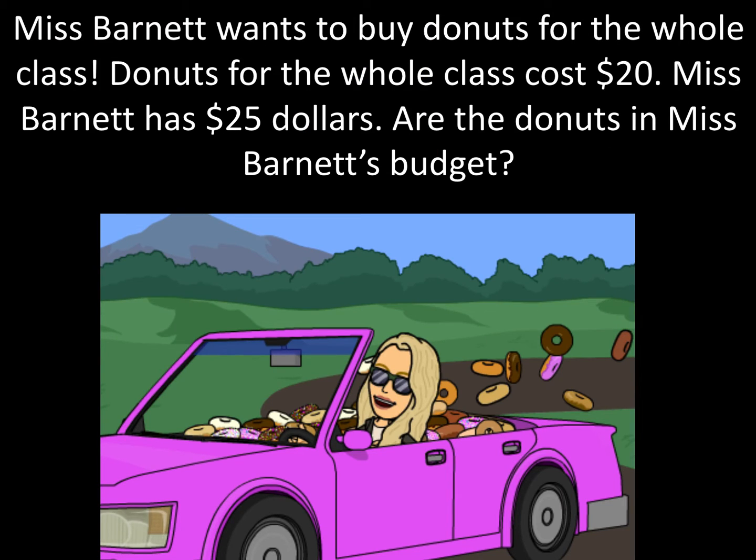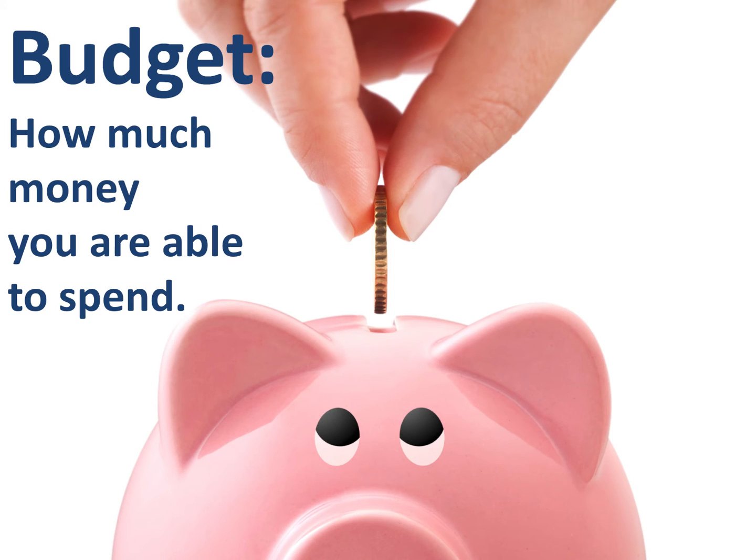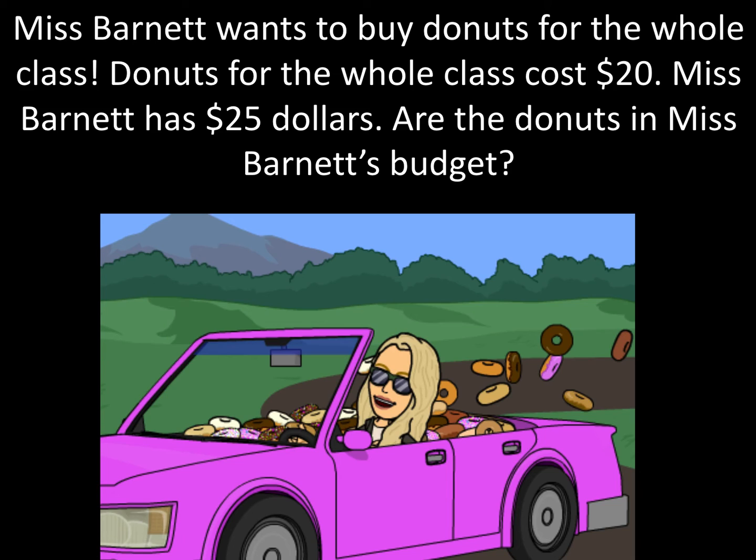Miss Barnett wants to buy donuts for the whole class. Donuts for the whole class cost $20. Miss Barnett has $25. Are the donuts in Miss Barnett's budget? Well, we know that a budget is how much money you are able to spend. So it looks like Miss Barnett is able to spend $25. And donuts for the whole class costs $20. So, because the number 20 is lower than 25, the donuts are in Miss Barnett's budget. So, she can buy them. I can buy them. So you can imagine me giving you an imaginary donut right now.